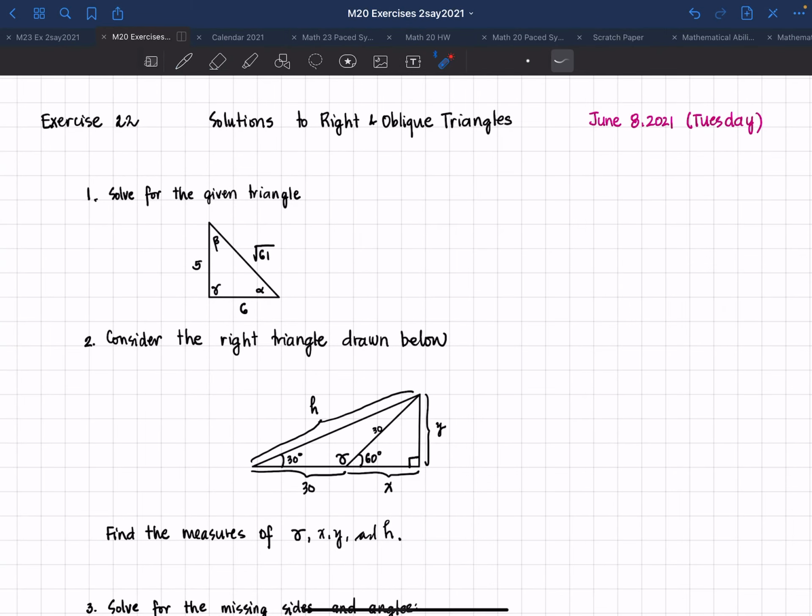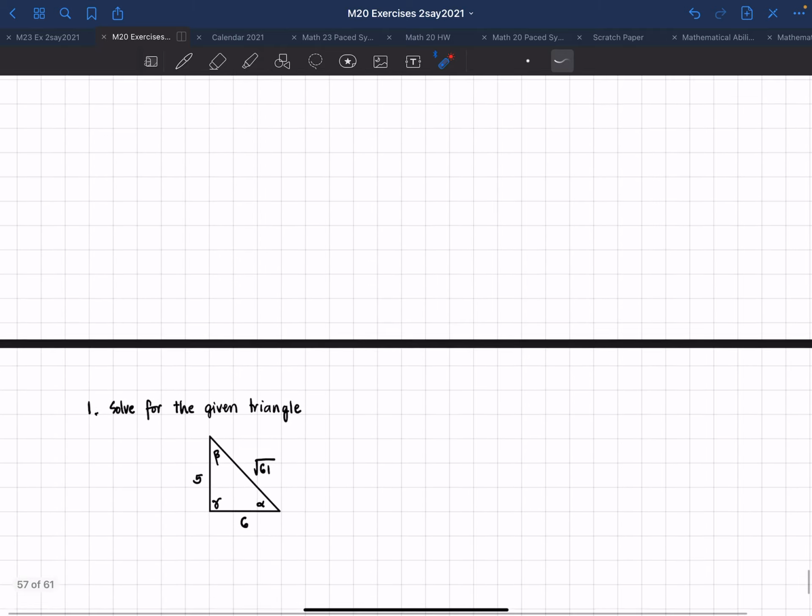Hi, sagutan na natin yung exercises natin for today. Solutions to right and oblique triangles. Nagbigay ako ng apat na exercises para rito. And let us start with number one.